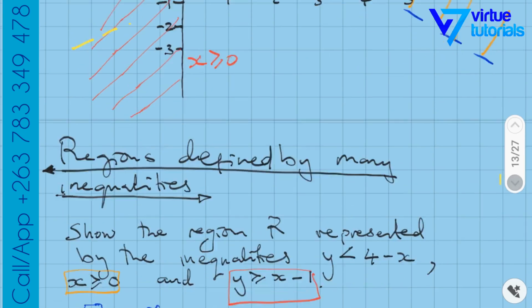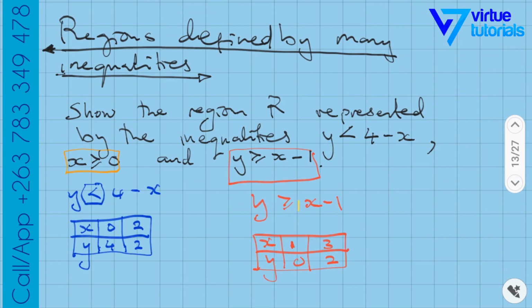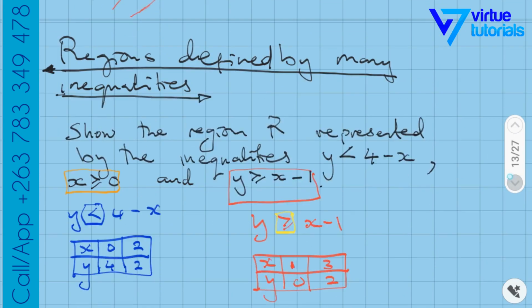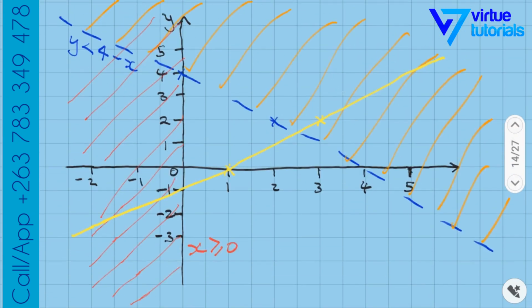Oh, by the way, sorry, I forgot to check. This is greater than or equal to, so I'm going to draw a solid continuous line, not a dashed line. So that is y is greater than or equal to x minus 1. If y is greater, we want what is above, so we shade everything that is below.